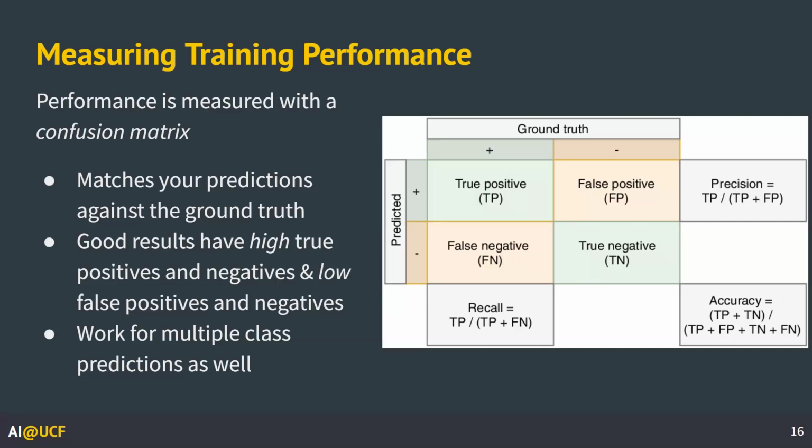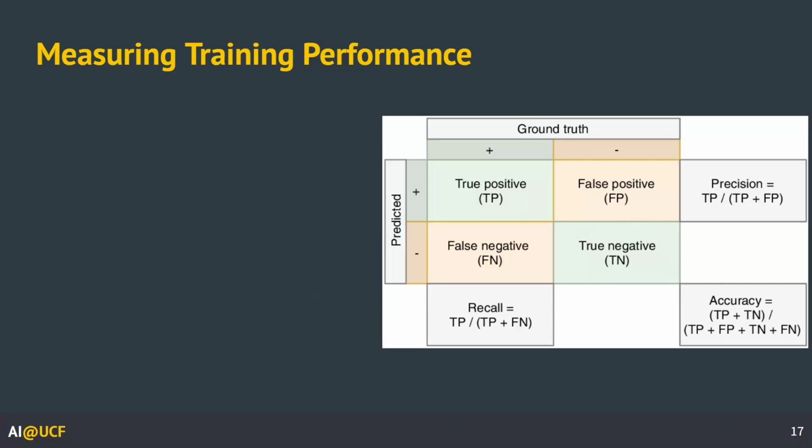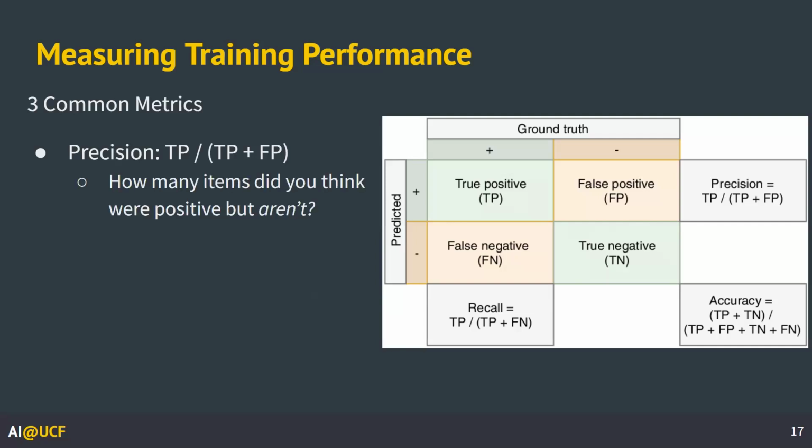Using this confusion matrix, you can use some metrics to actually evaluate your performance. For classification, there are three common metrics you can use. One is known as precision, which is a measurement of all the items that you thought were positive, how many were actually positive. I like to use a bag of marbles. If you grabbed a handful of marbles from a bag and said they were all red, how many of them are actually red and not some other color?